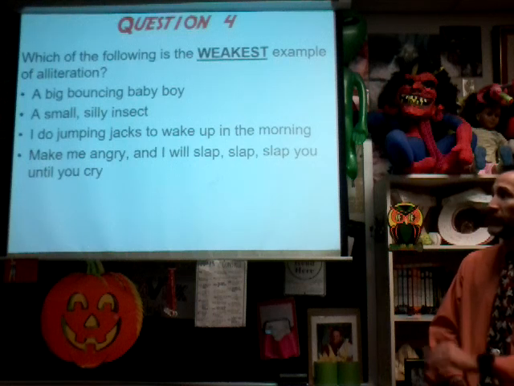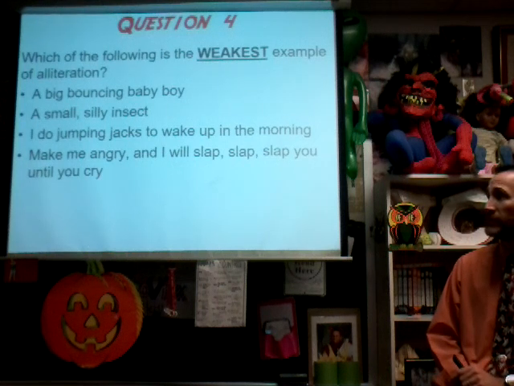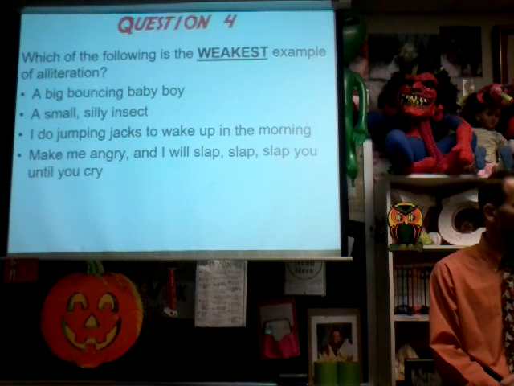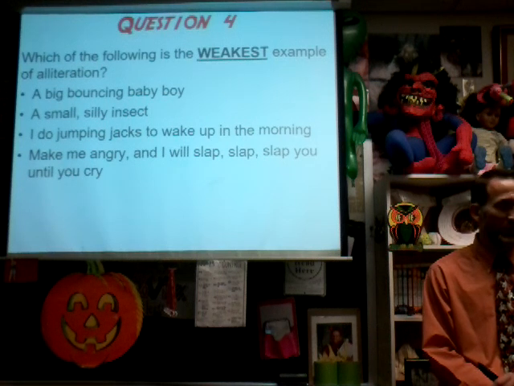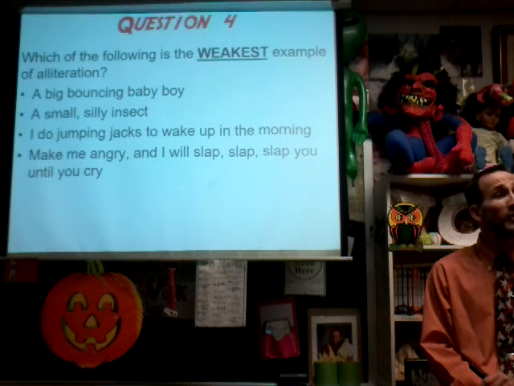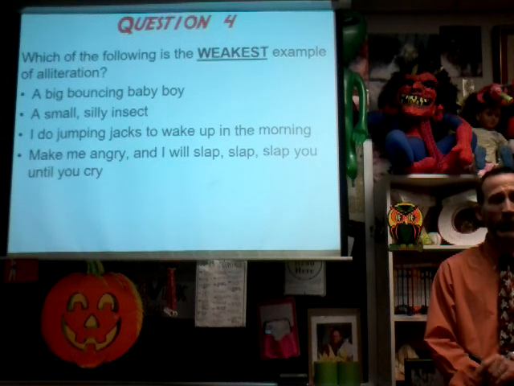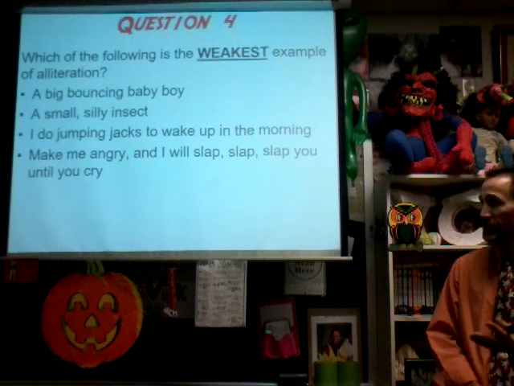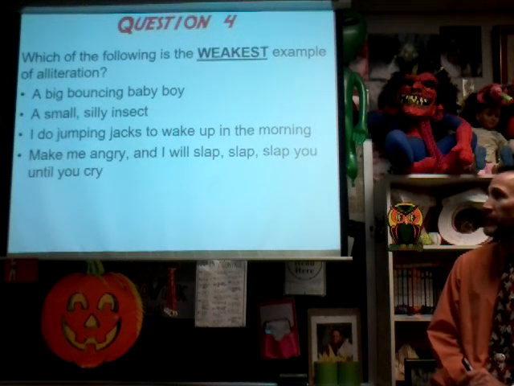In the first one, what is your alliteration in a big bouncing baby boy? Bouncing. That's one word. Or big bouncy. That's two words. Big bouncy baby. That's three words. Big bouncy baby boy. Good job. So you have 4 words in a row. The second one. What are your words that are in alliteration? Small silly. Nicely done. Third one. Jumping jacks. And the last one? Slap, slap, slap.